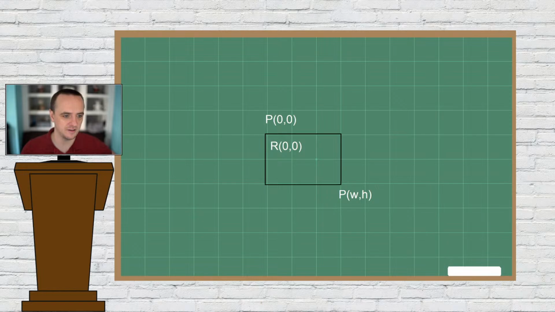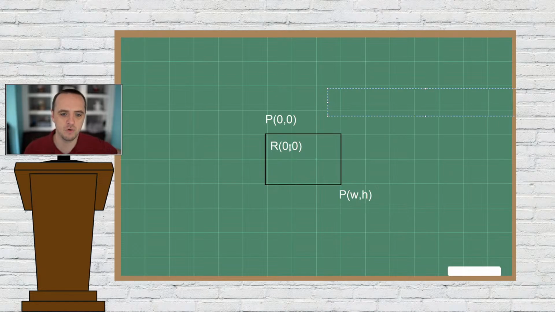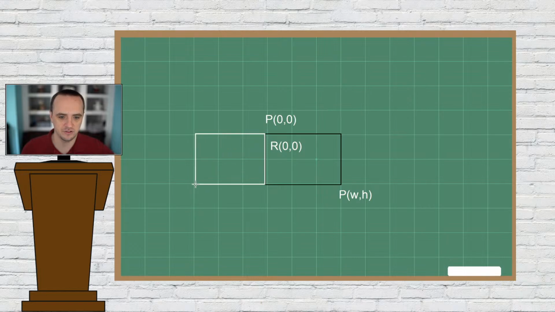So as I said, room XY is defined by the rectangle x times width, y times height, width, height. So that's what I'm doing now. If we go 1 to the left, then I'm going to be making this room. So that's this room. I'm going to draw that in white. So this is room -1, because it's to the left, 0.